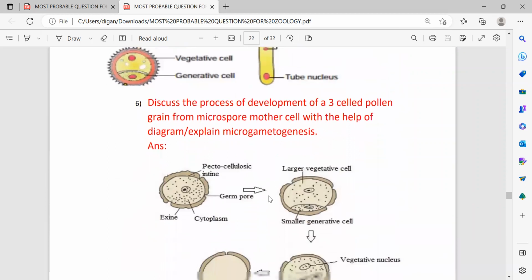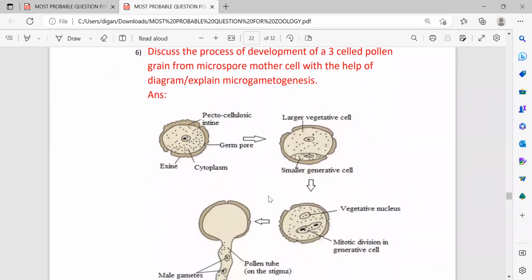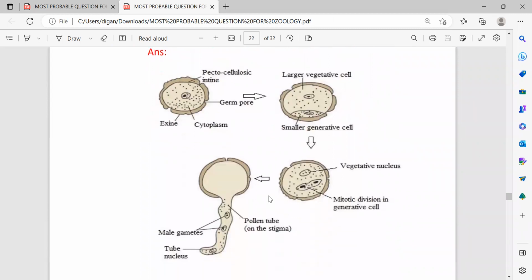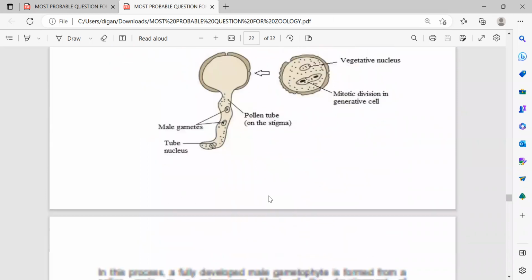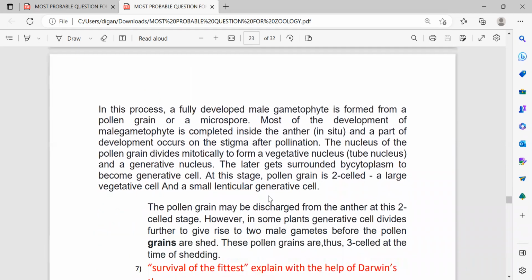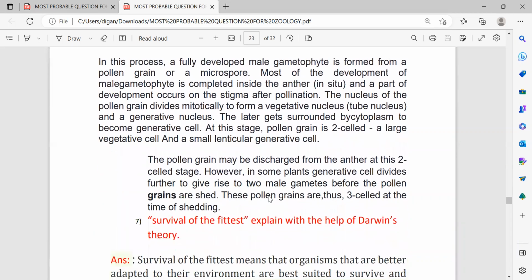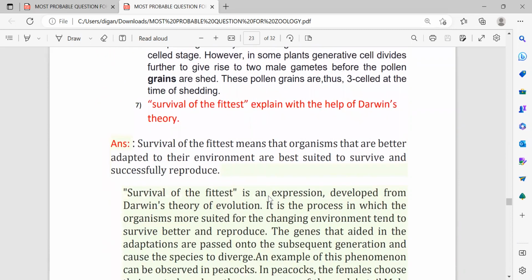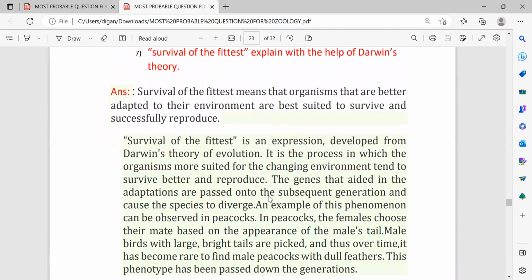Discuss the process of development of three-cell pollen grain from microspore mother cell with the help of a diagram. So how the pollen grain is formed from the microspore mother cell is given, this diagram I have given here, and this is the explanation. If a 5 marks question comes, then you have to explain. Otherwise, you just write 2-3 lines, one para of 2-3 lines, and a diagram, and you will get full marks.